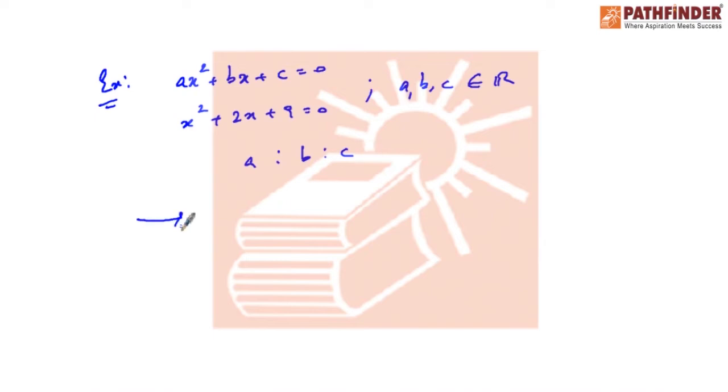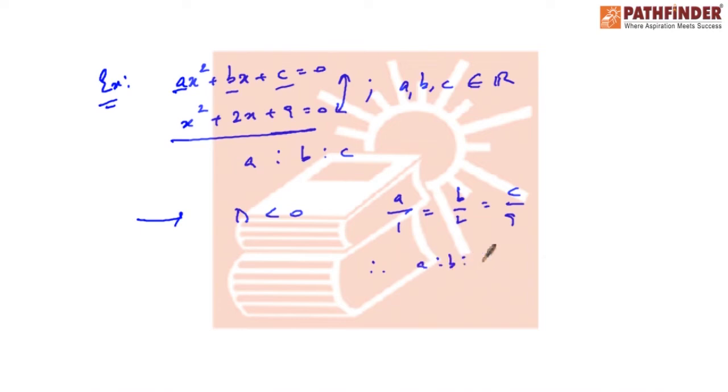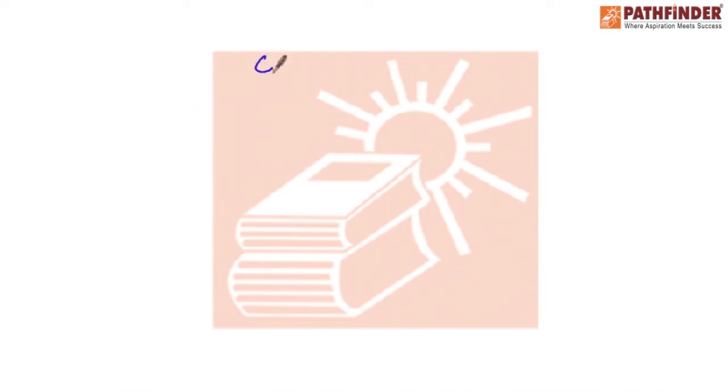Now clearly observe that this equation has a discriminant (negative 2) square minus 4 into 9, which is negative. Obviously that means if these two equations have a common root, then they must have one imaginary root in common. But it is also given that a, b and c are real numbers, which means the other root is also going to be exactly the same, and hence both these equations are going to be proportional. That means a by 1 must be equal to b by 2 must be equal to c by 9, which means obviously a is to b is to c must be equal to 1 is to 2 is to 9.